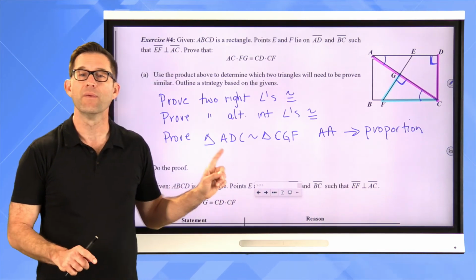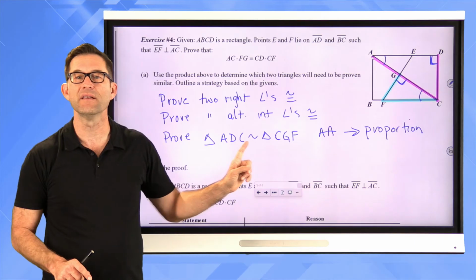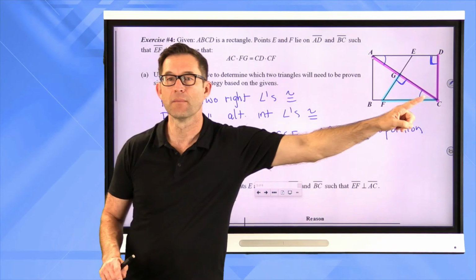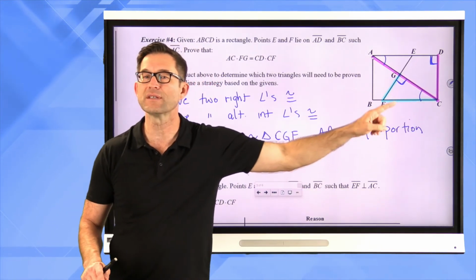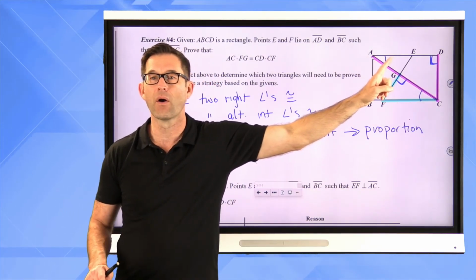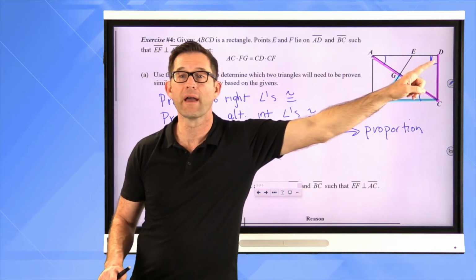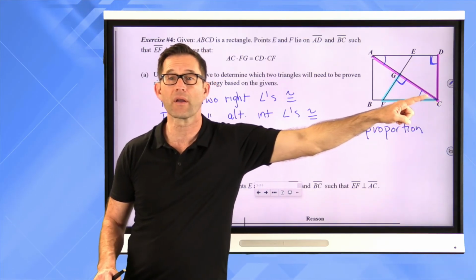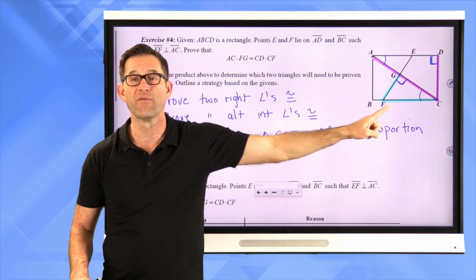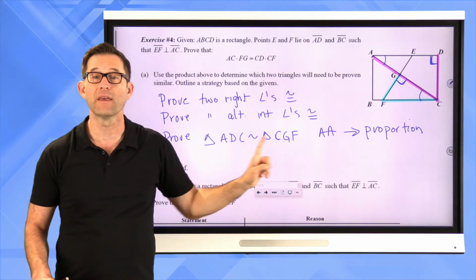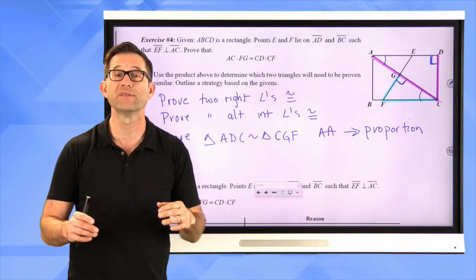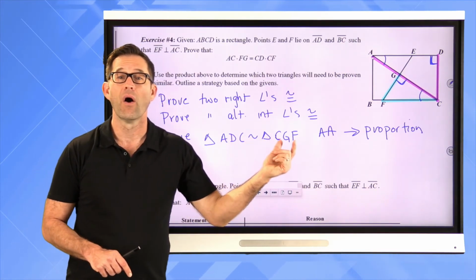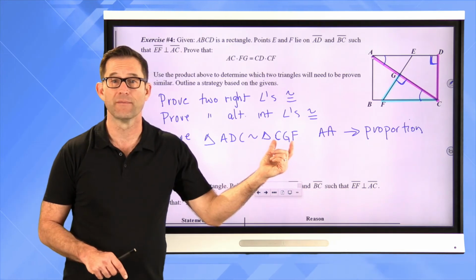Now again, this piece is important. ADC is similar to CGF. Notice how I start at A with that single arc, go to D where I've got the right angle, and then go to my final angle. So on this triangle, I start with the angle with the single mark, I go to the right angle, and then I go to the final one. It's key that we keep those correct. It's a place where you will lose points in a proof if the vertices here aren't matched by the corresponding ones here.